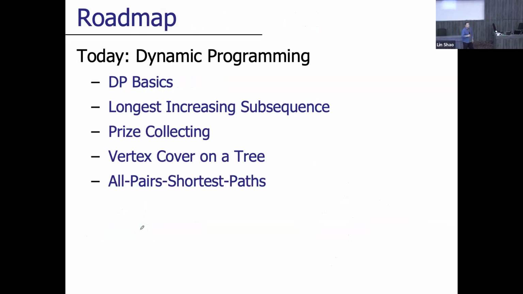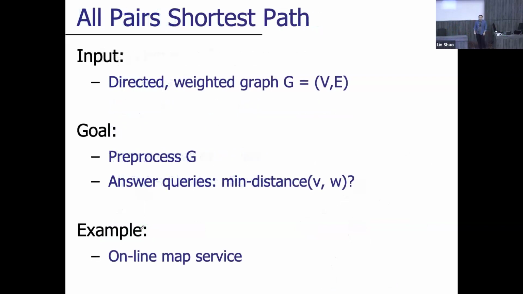Let's move on to the very last one, which is also the most challenging one, called all pairs shortest paths. For all pairs shortest paths, the input is a directed weighted graph, and the goal is to have some preprocessing steps or procedures on the graph G, such that we could quickly answer queries. For example, what is the minimum distance from V to W, where V and W are two nodes of the graph?